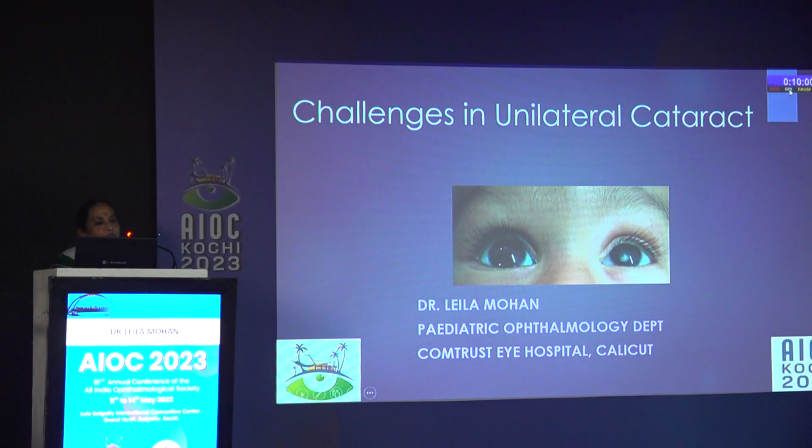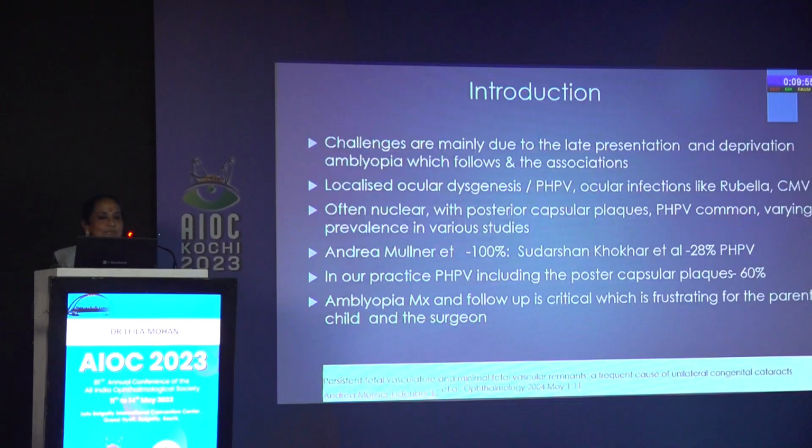We are talking about the challenges of pediatric cataract. Most of it has already been dealt with. What are the special challenges in unilateral cataract? It's mainly due to the late presentation, because they already have a seeing eye, and the deprivation amblyopia which follows. And the associations in unilateral cataracts, as Dr. Satish has already pointed out: localized ocular dysgenesis, PHPV. Ocular infections can produce unilateral cataract also, like rubella and cytomegalovirus. We have been seeing cytomegalovirus more than rubella nowadays after the immunization schedule.